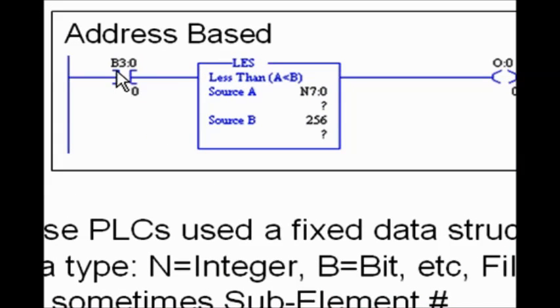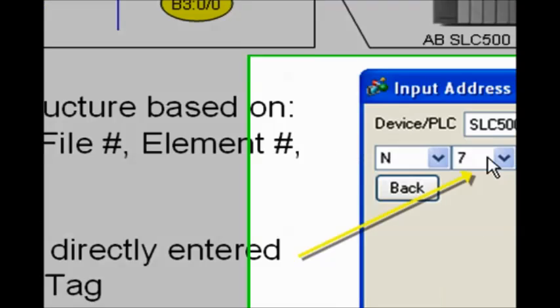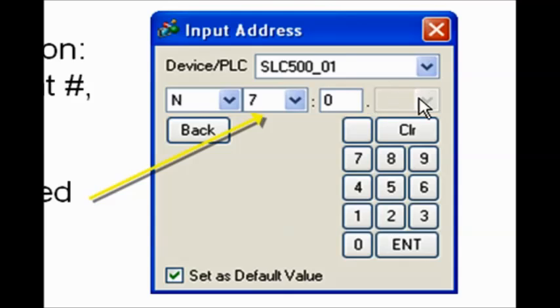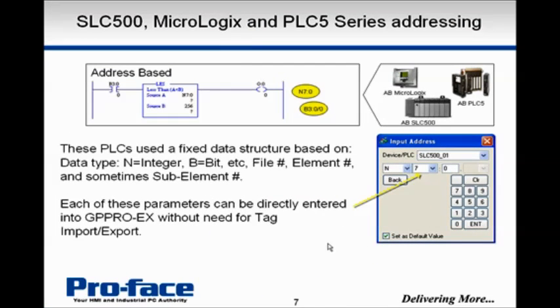For bits, where we choose bit files like B30, we might have B30/14 to break that down into an individual bit. Note that when you're using this type of addressing, you can just enter them straight into GP Pro. You don't have to do any import-export. If you know the name, the designation of the address that you want to use, you can put it straight into GP Pro EX. And that's what I'll show you now.